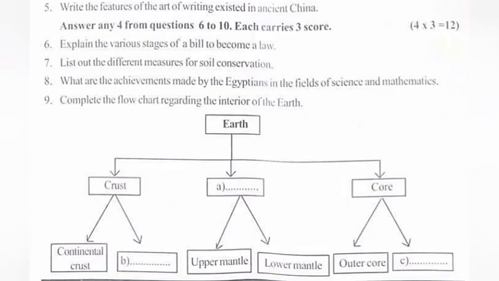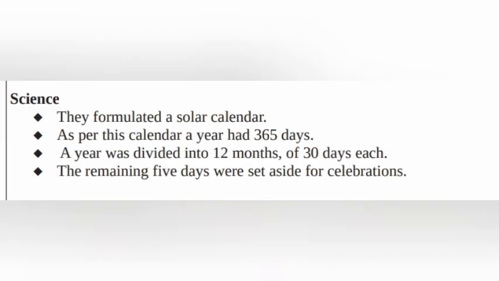8. What are the achievements made by the Egyptians in the field of science and mathematics? Answer. Science. They formulated a solar calendar. As per this calendar, a year has 365 days. A year was divided into 12 months of 30 days each. The remaining 5 days were set aside for celebrations.